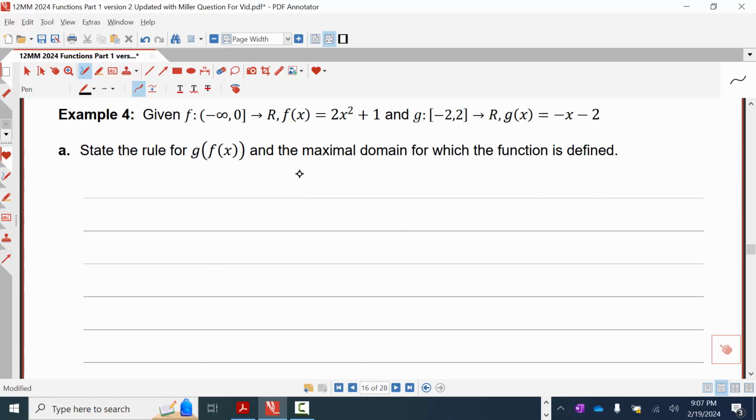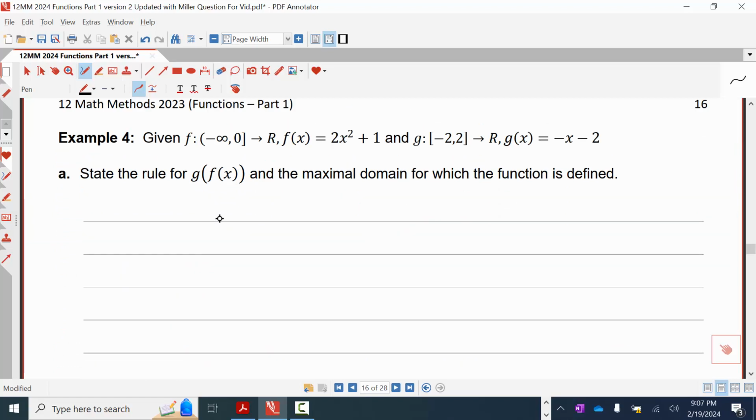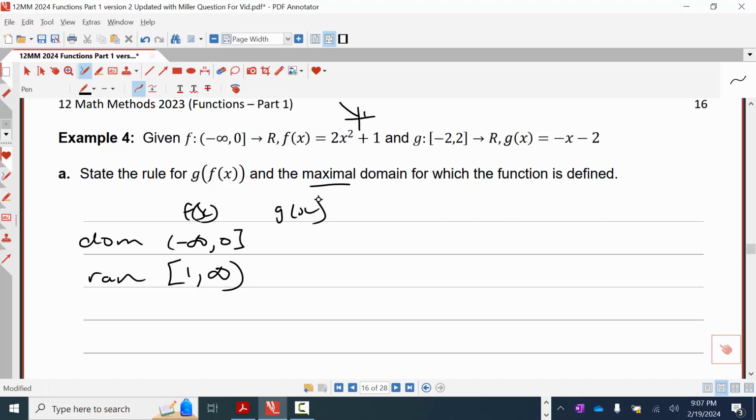All right, so example 4, okay, state the rule for g of f of x and the maximal domain. Okay, so again, to do this, what we're going to do is find the domain and range of f of x and g of x. Okay, f of x has a domain of -infinity to 0. Now its range, that's an x squared parabola moved up 1 unit, -infinity to 0. So that's like that, 1. So it's going to be 1 to positive infinity.